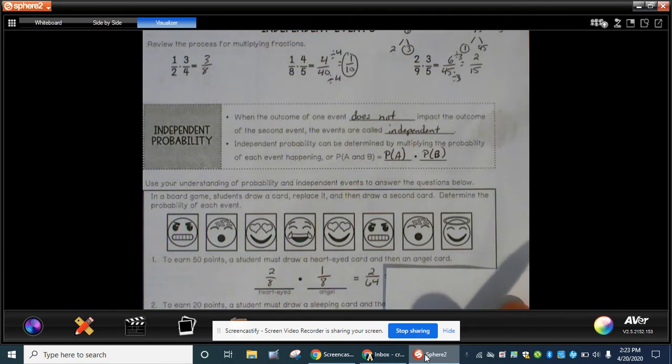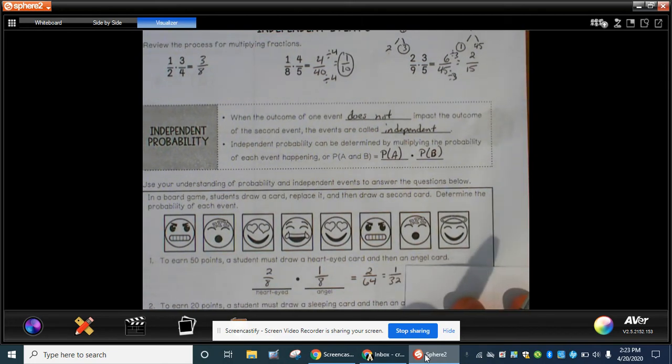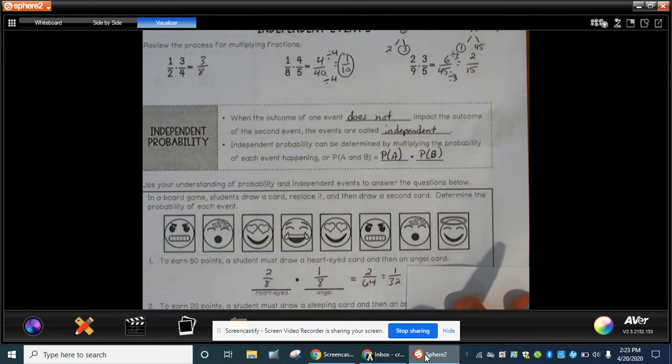This does simplify. 2 out of 64, 2 and 64 are both even numbers. They do share 2 as their greatest common factor. So if I divide top and bottom by 2, I'll get an outcome of 1 out of 32, or 1/32. So the likelihood of this happening is not very likely. I'll describe that as being unlikely. So that's pretty much the probability of that.